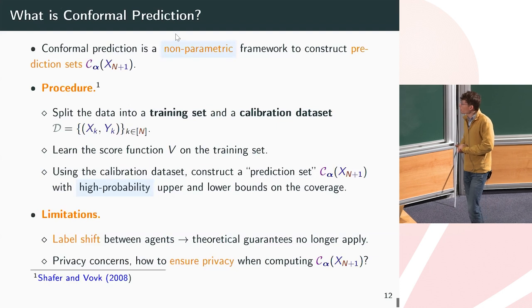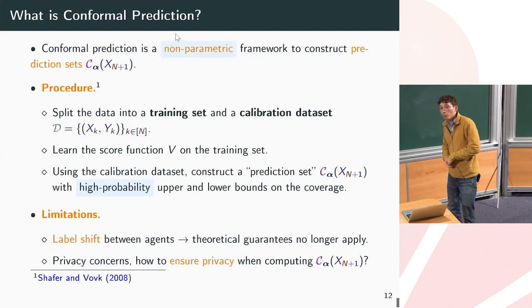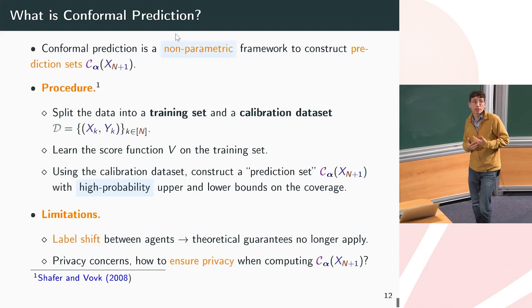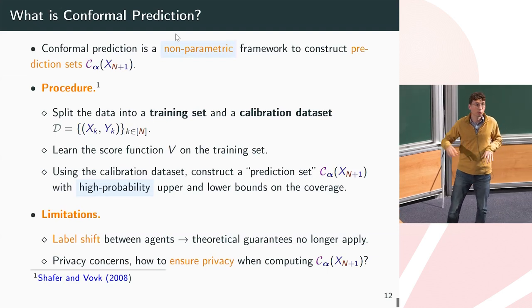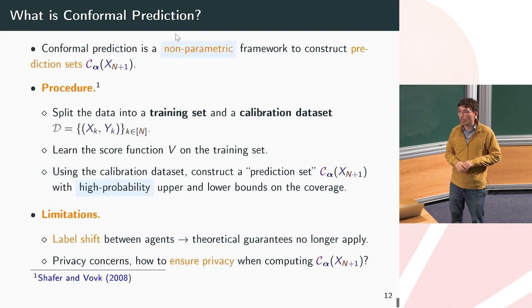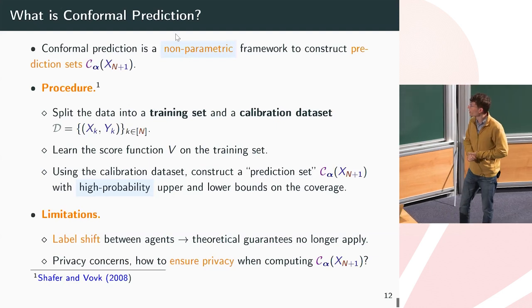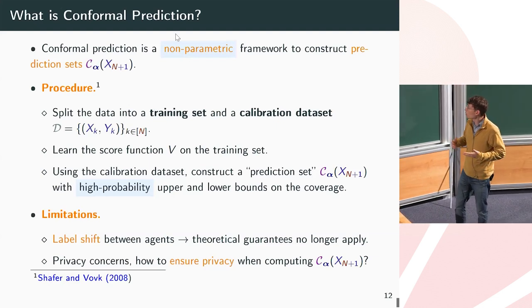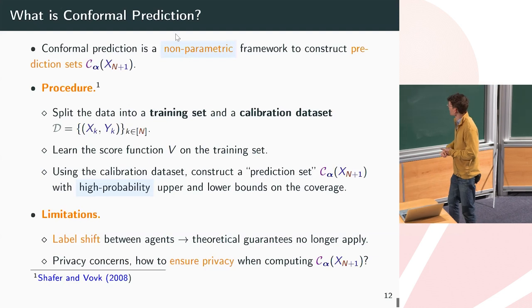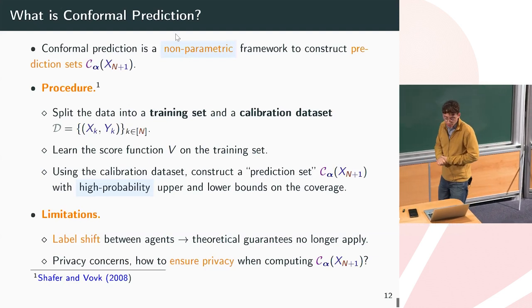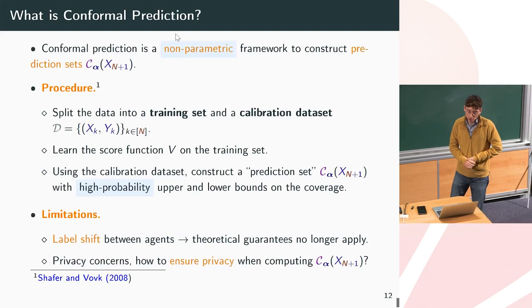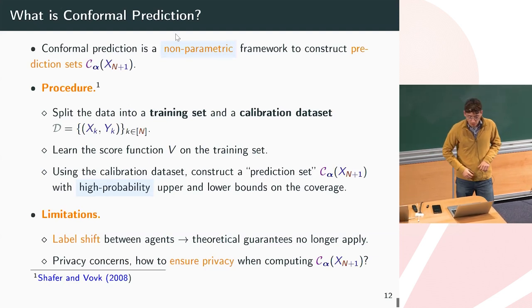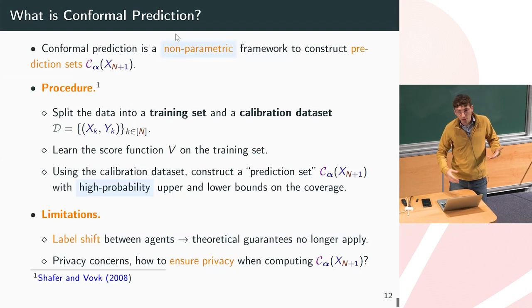And it works if you have exchangeable data, but then it's much more difficult if it is not exchangeable. For example, if you have some heterogeneity between agents, that should be the case in a federated setting, then in fact you no longer have theoretical guarantee. And there is also some privacy constraint, because as we mentioned, in federated learning you want to ensure some privacy, that you will keep the data safe from the local agents.